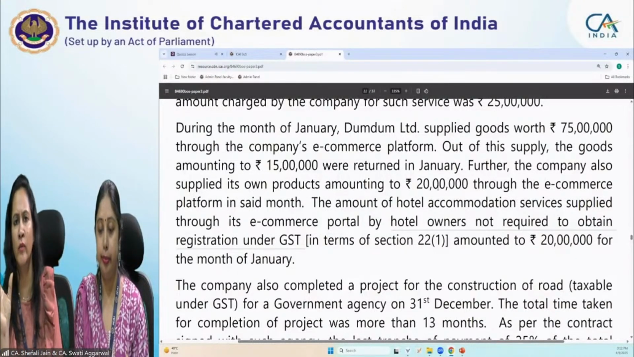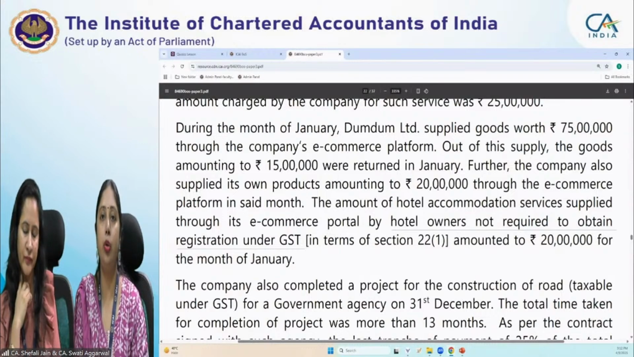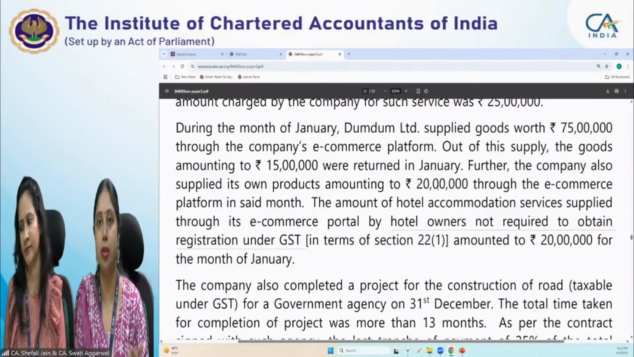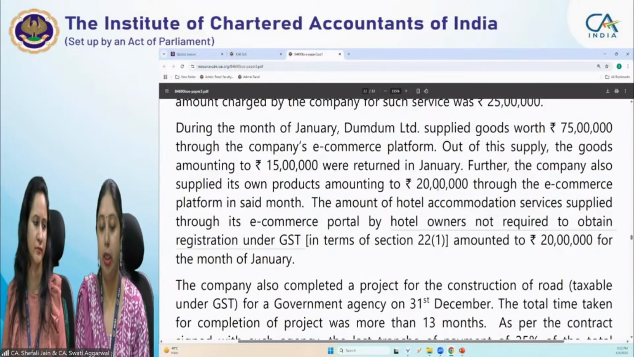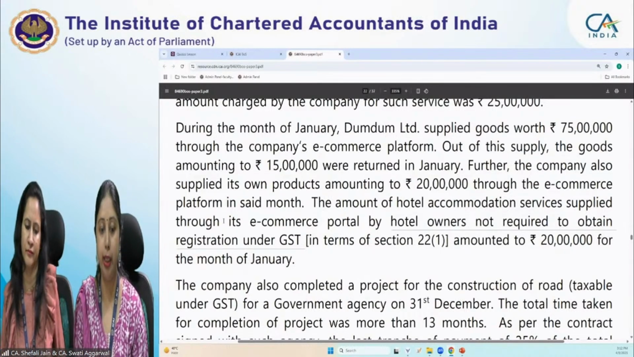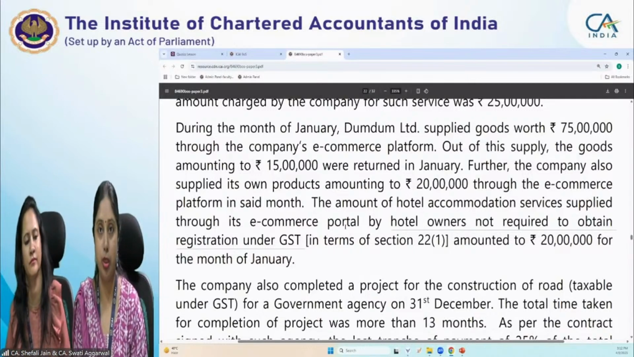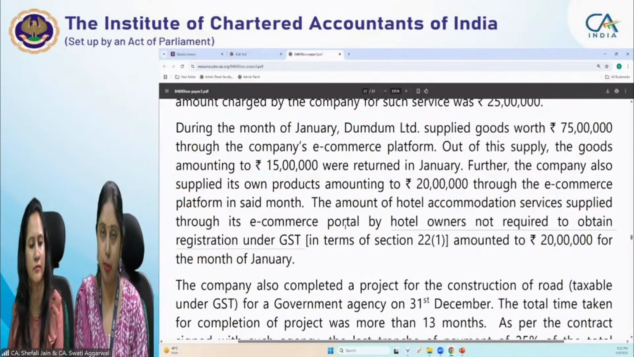तीसरा through your own portal, that is very important. आप अपने पोर्टल से खुद ही अपने गुड्स सप्लाई कर रहे हो, टीसीएस सप्लाई नहीं होगा. Some other person, some suppliers have to supply goods. Third transaction was amount of hotel accommodation services supplied through its e-commerce portal, जहां पे होटल ओनर्स were not liable to register. अब इसमें एक और पॉइंट था जो अभी मैंने आपको TCS का नहीं बताया था, that I will tell you relating to this point.